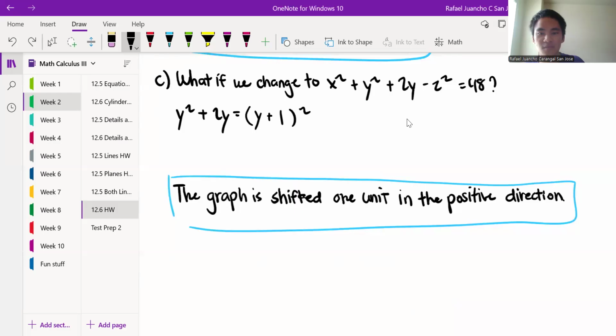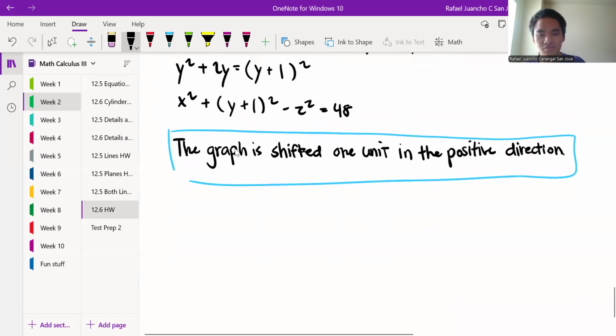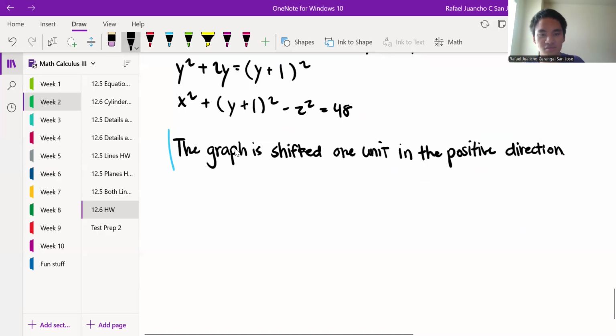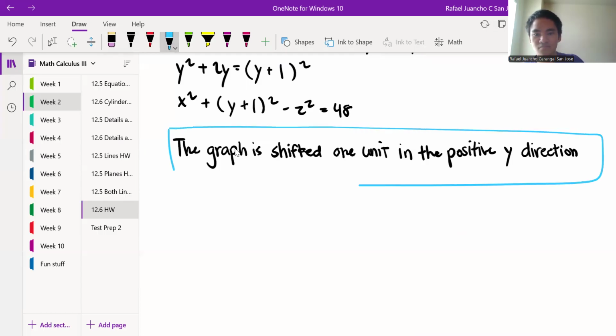And now what happened here? Well, we get x squared plus the completed square, 48, right? So yeah, that's what happened. And here, see this? Y is shifted by 1 unit in the positive direction. I have to be specific. In the positive y direction. So that's what happened. Yeah, I was right, luckily. Okay, let's submit all of that and see what happens.